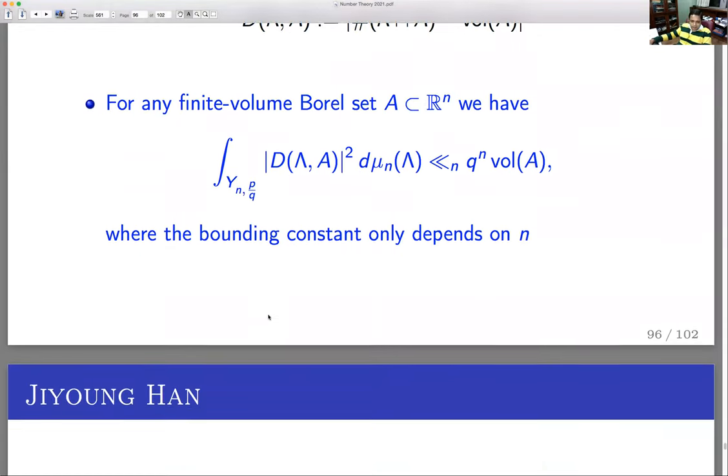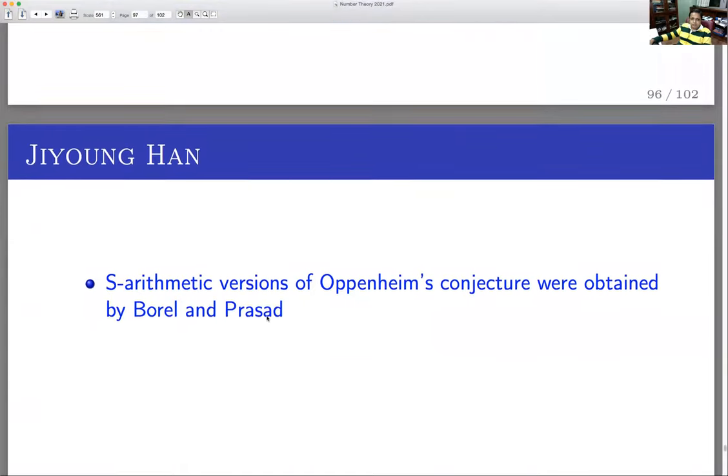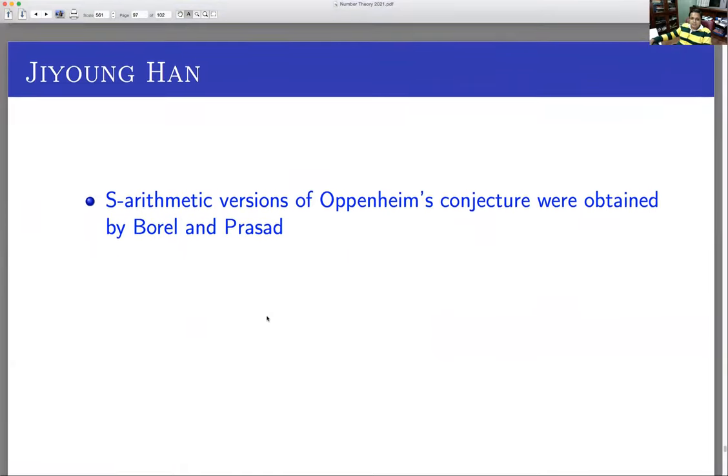And I'll end by advertising some work of some early career mathematicians here at the Tata Institute, which is very nice. So the first series of works I want to talk about is the work of Jiyoung Han. She's a postdoc here. She's done some very good work on S-arithmetic versions of the Oppenheim conjecture. So one can consider isotropic p-adic quadratic forms, or more generally S-arithmetic quadratic forms. And these were first studied by Borel and Prasad, who obtained versions of the Oppenheim conjecture.